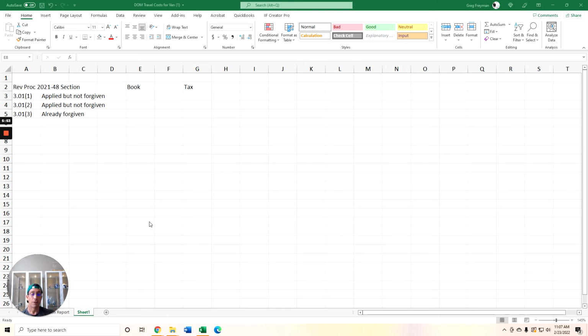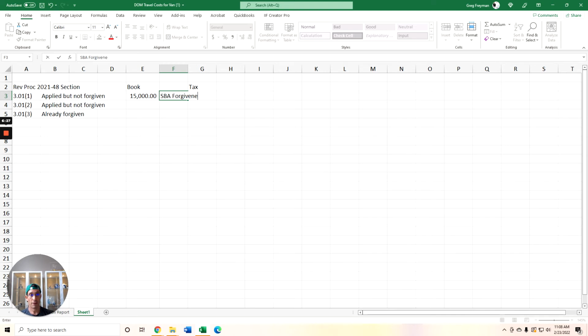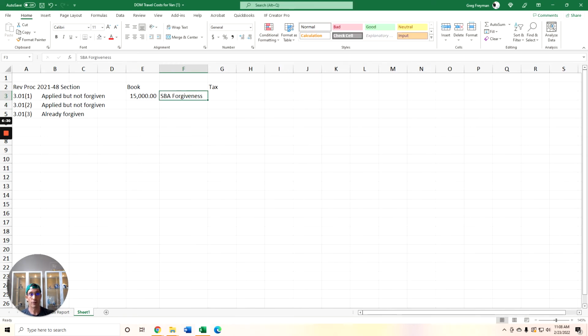So what ends up happening is the accountants, as of the date of forgiveness, will reverse the money via a journal entry, and they'll wipe out the debt, but then they'll reflect it as income on the financial statements, on the P&L, on the profit and loss. So on the books, let's say you borrowed $15,000. Right, so on your books, you're going to have $15,000 of other income, and it's going to be labeled something like SBA forgiveness or whatever your accountant decides to call the account.